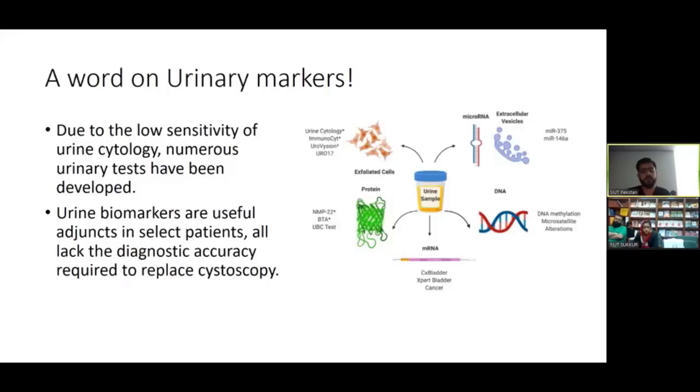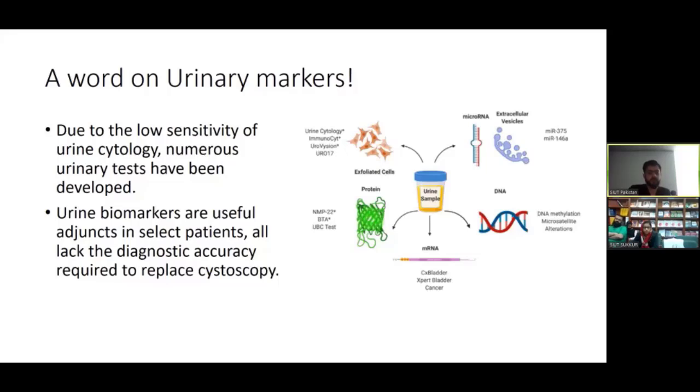So due to the low sensitivity of urine, various other urinary tests were developed in order to increase sensitivity. But these tests also have their own shortcomings, because they are greatly affected by previous bladder treatments, instillations, and intravesical therapies as well. Urine biomarkers are a useful adjunct in patients, but they lack diagnostic accuracy, and they cannot replace cystoscopy.